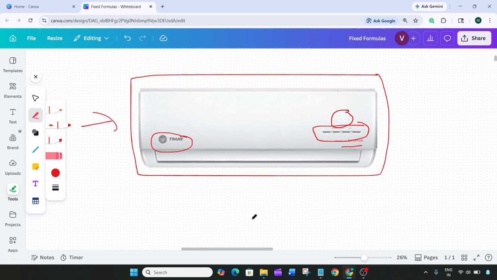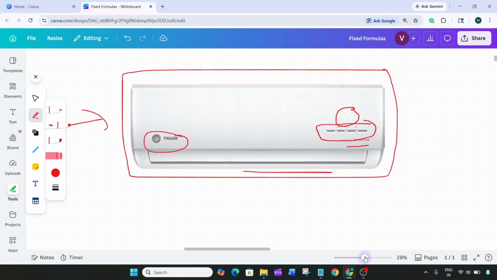The tricky part is that there isn't always a clearly labeled reset button on every unit, so many people aren't sure where to start. The great thing is that resetting a Trane AC is usually simple once you follow the correct method, and it can quickly restore normal operation without needing a technician.